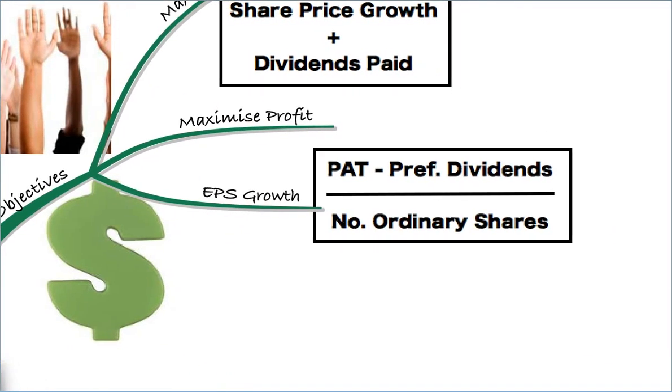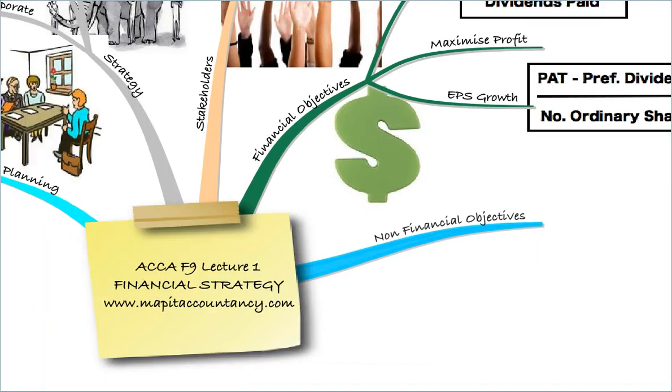EPS growth was the final one, and we said it's profit after tax less preference dividends over the number of ordinary shares. Remember, the top line is the distributable profit, the bottom line is who it can be distributed to. And we did a detailed example on EPS growth.